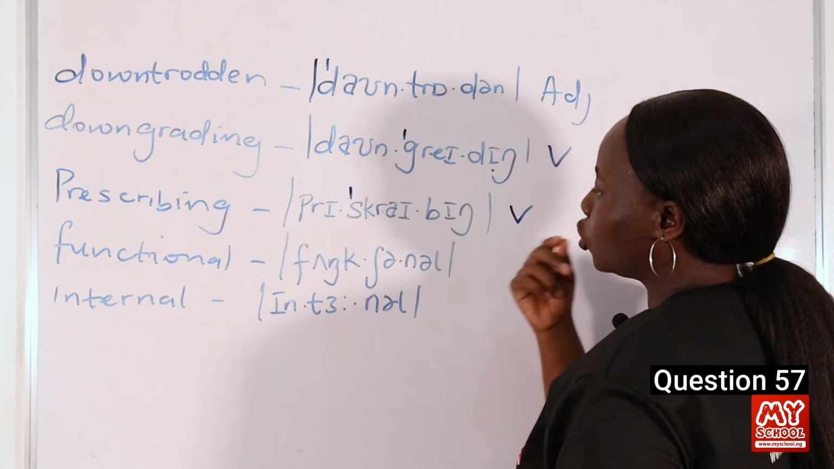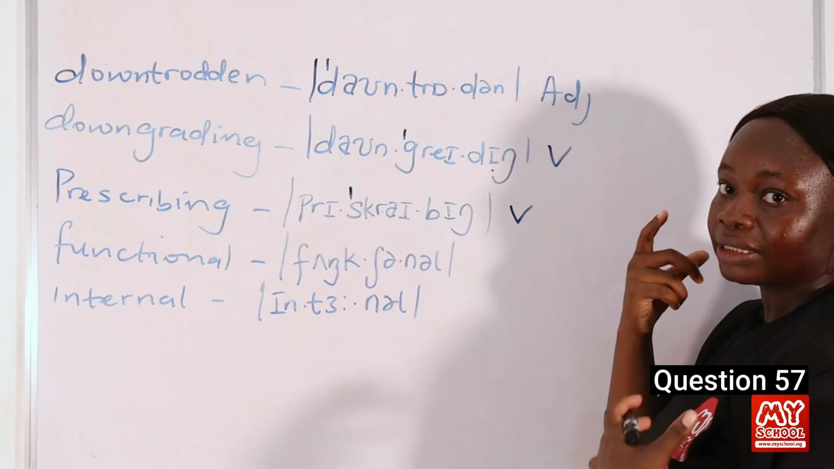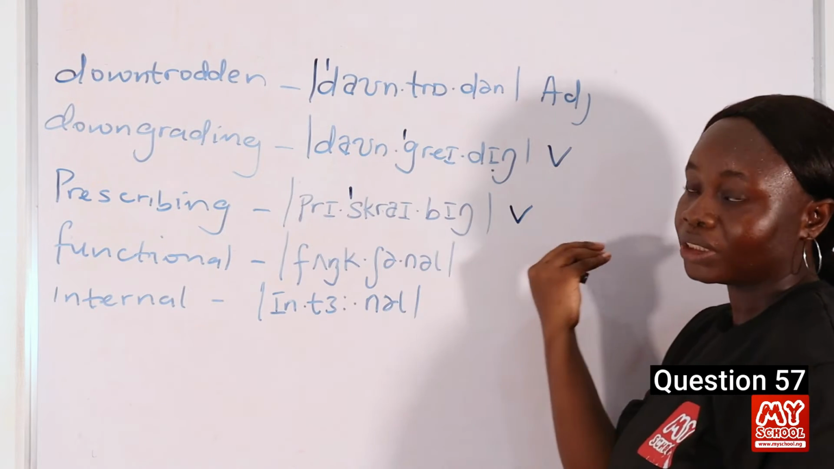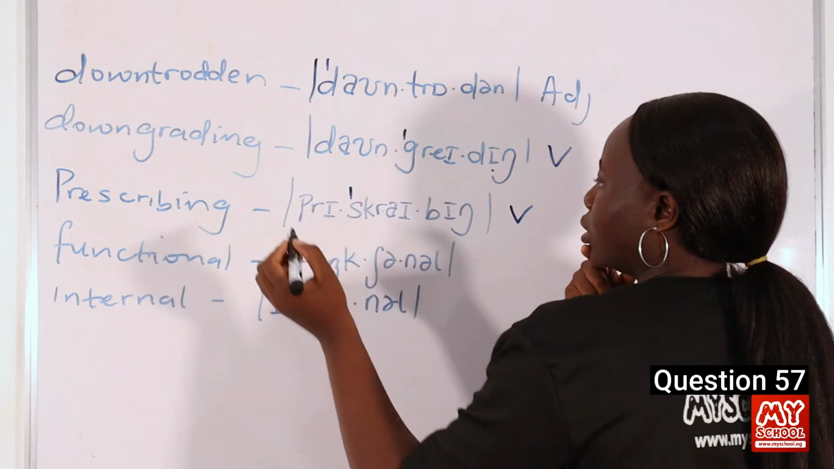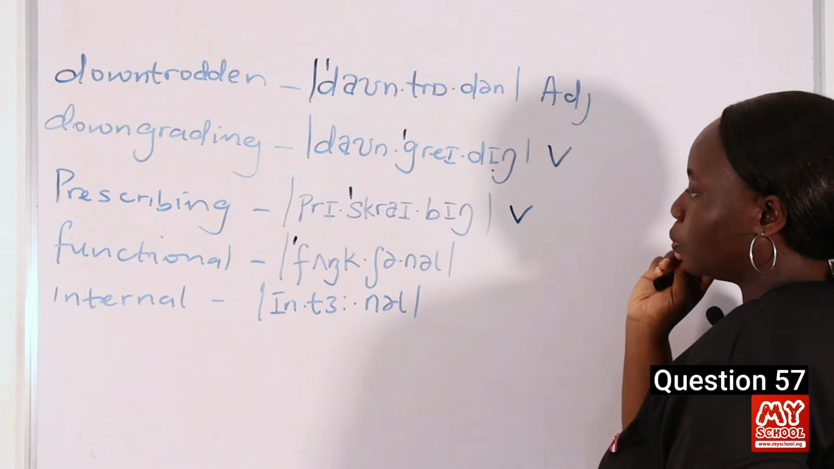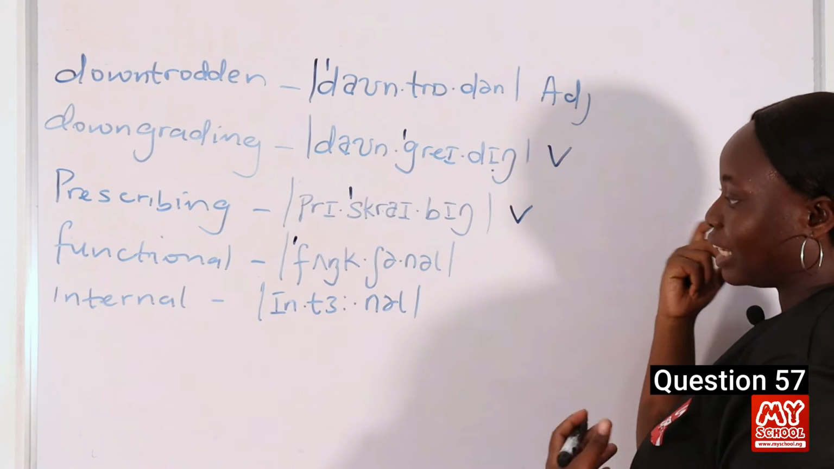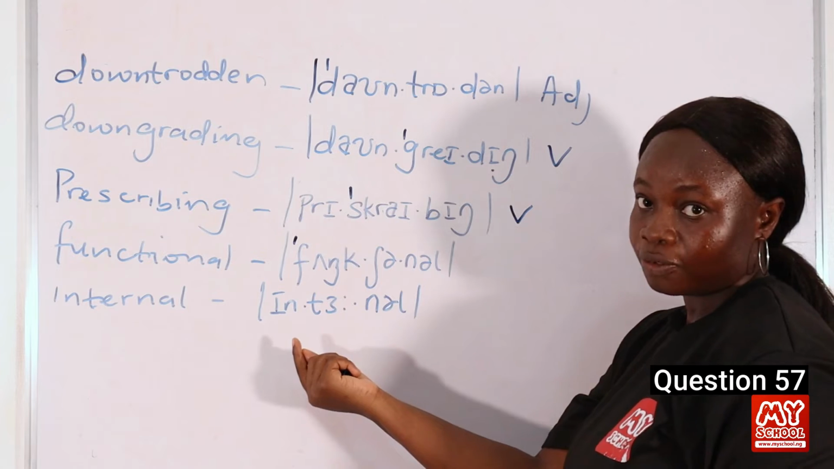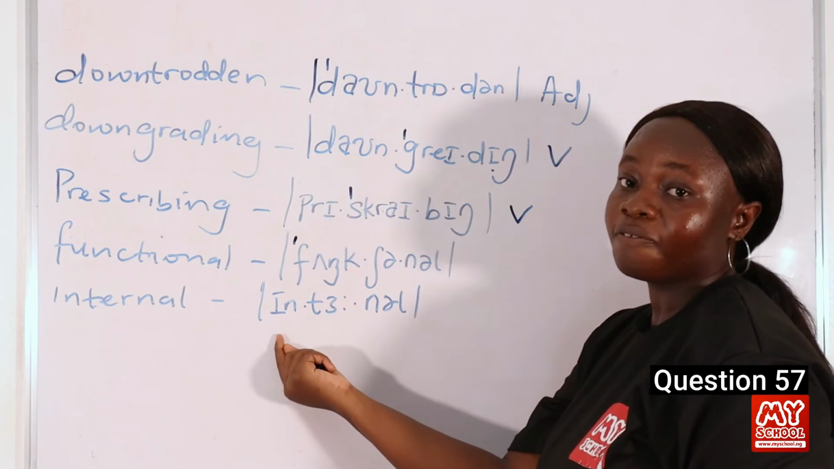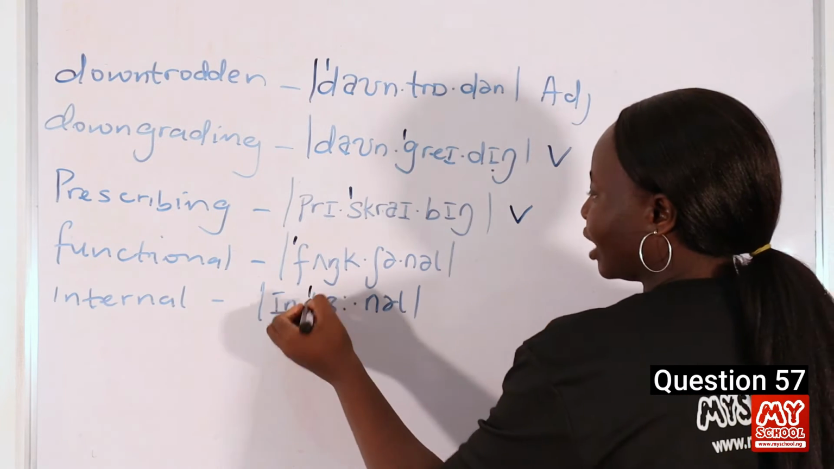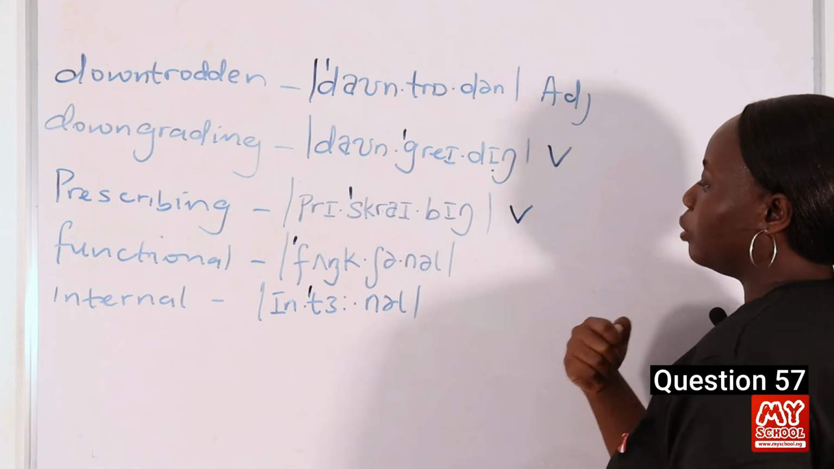Then for the word functional, functional is an adjective. So the stress is on the first syllable. And since there is no weak syllable there, it's okay to put it in the first syllable. Then we have the word internal. Internal is an adjective. So it begins from the first syllable. But there is a weak vowel in the first syllable. So this is why the stress moves on to the next one. So that's why we have the stress on the second syllable.